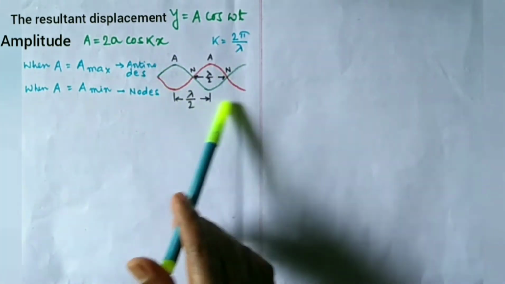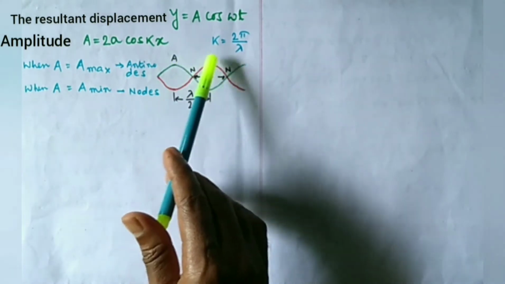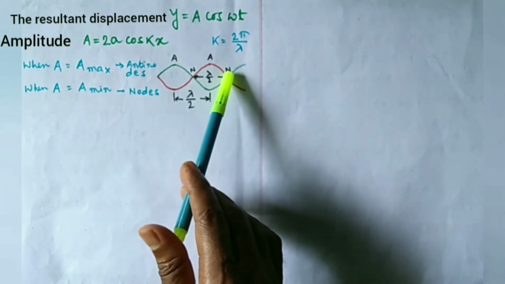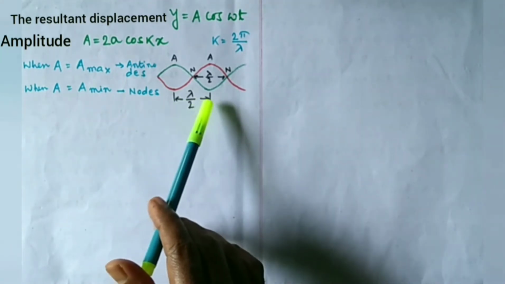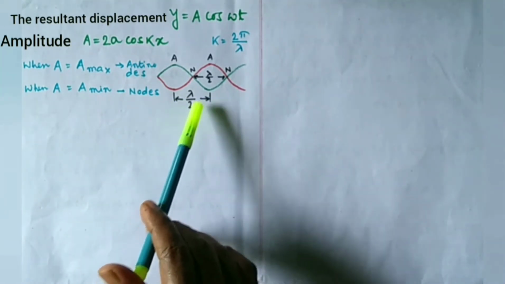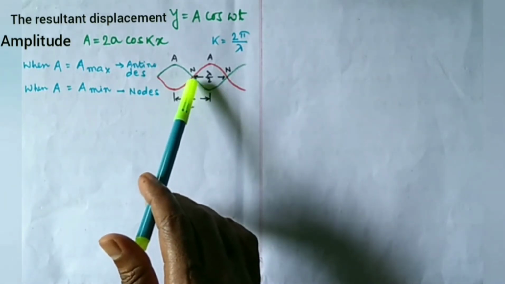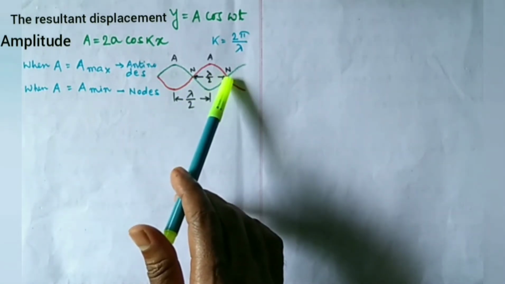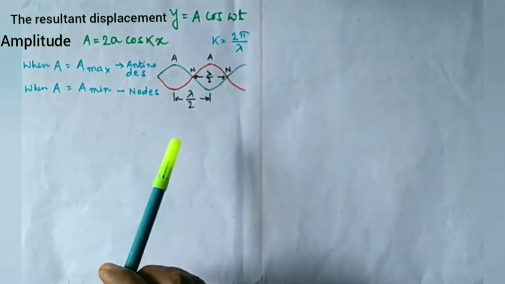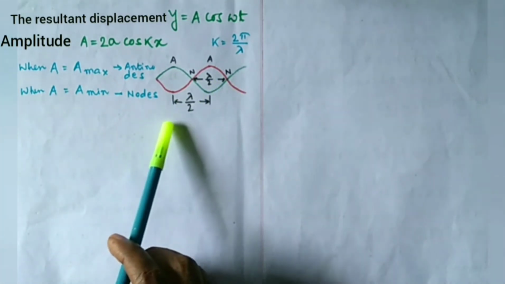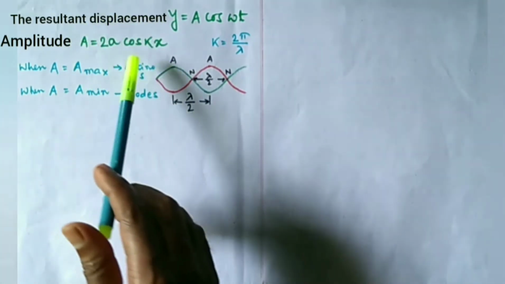In this diagram, A denotes the antinodes and N denotes the nodes. The distance between two successive antinodes is equal to lambda by 2, and also the distance between two successive nodes is equal to lambda by 2. Now we will show this mathematically from this expression.